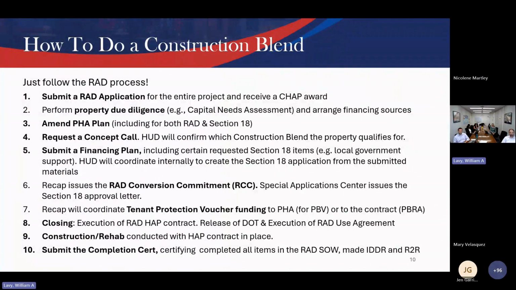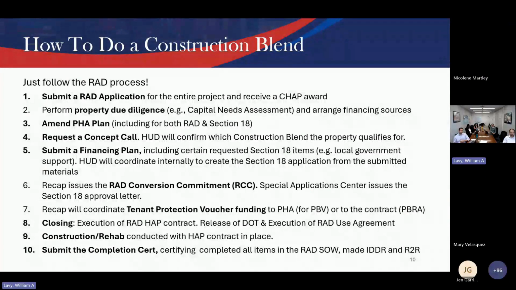Do a capital needs assessment, take a look at the physical needs, get your environmental review, see if there are any issues that would have to be addressed, right? As you refine and understand those third-party reports, you're going to see how much you need to leverage and what funding sources you need to secure. As you're putting together your capital stack, you want to amend your PHA plan, right? That's an administrative update that's going to have to include both RAD and Section 18 actions.